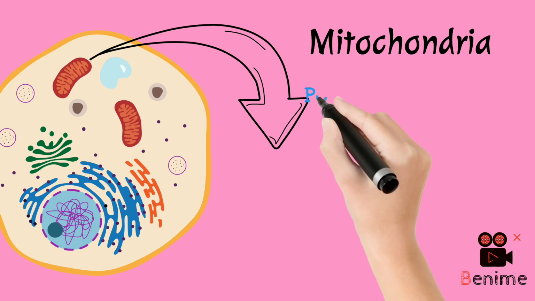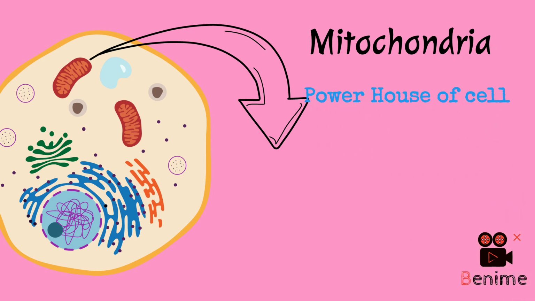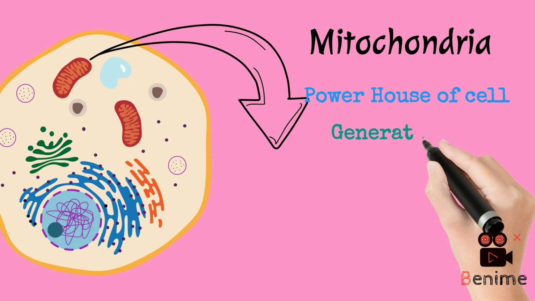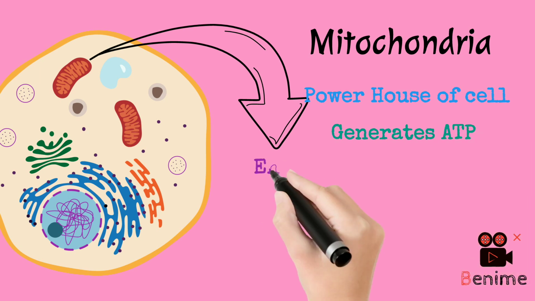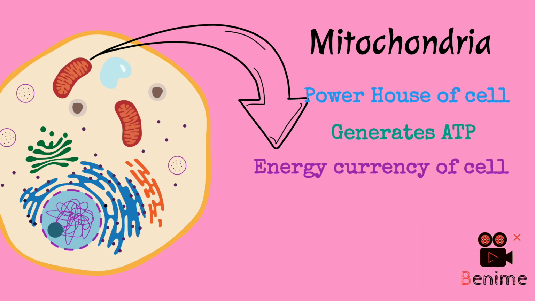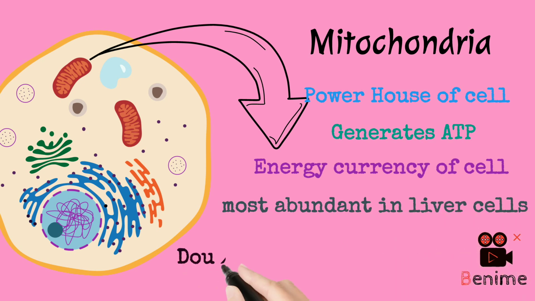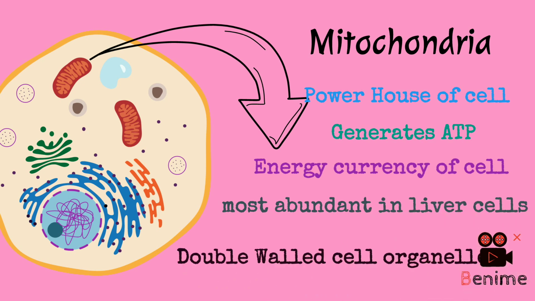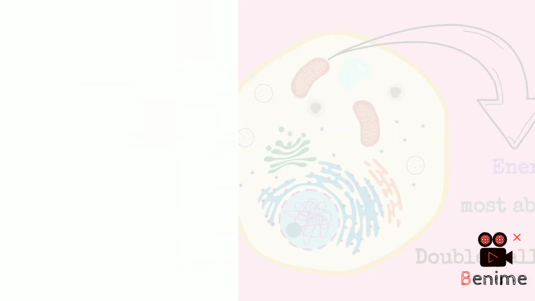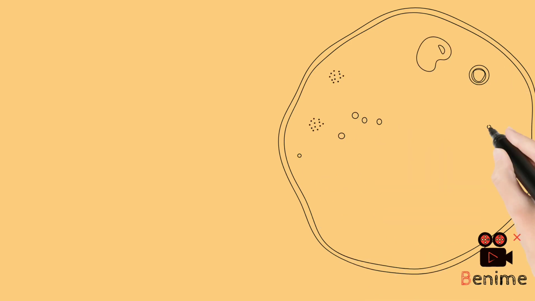Then another structure called the mitochondria, which is called the powerhouse of the cell. It generates ATP, adenosine triphosphate. It is also called the energy currency of the cell. It is most abundantly found in the liver cells, and it is also a double-walled cell organelle, a great cell organelle, we can say.